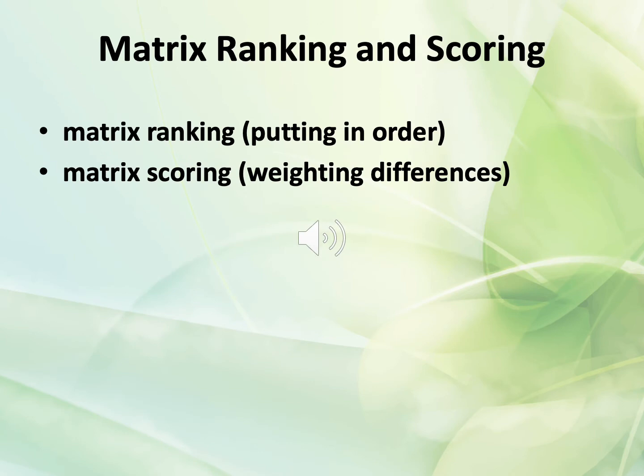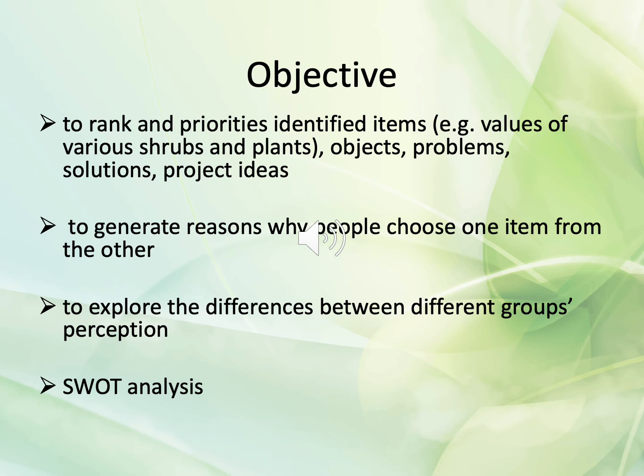The other important method of PRA tool is matrix ranking and scoring. Matrix ranking means putting in order, and matrix scoring means weighing differences. So the objectives of matrix ranking and scoring are to rank and prioritize identified items, that is values of various shrubs and plants, objects, problems, solutions, project ideas.